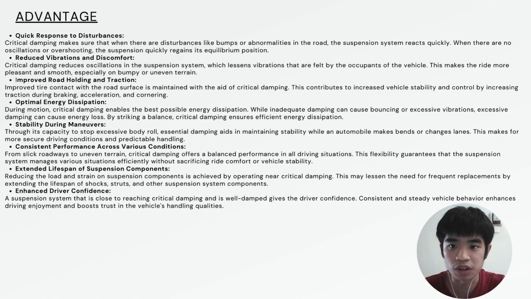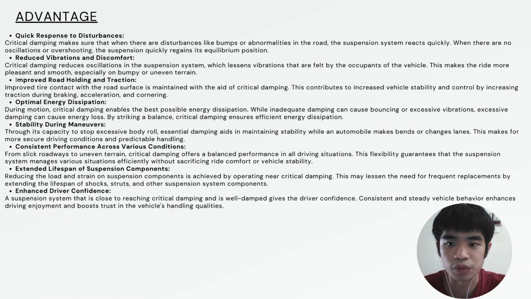The advantage of the suspension system is quick response to disturbance. Critical damping makes sure that when there are disturbances like bumps or abnormalities in the road, the suspension system reacts quickly. With no oscillation or overshooting, the suspension quickly regains its equilibrium position. Second is reduced vibration and discomfort. Critical damping reduces oscillations in the suspension system, which lessens vibrations felt by the occupants of the vehicle. This makes the ride more pleasant and smooth, especially on bumpy or uneven terrain.